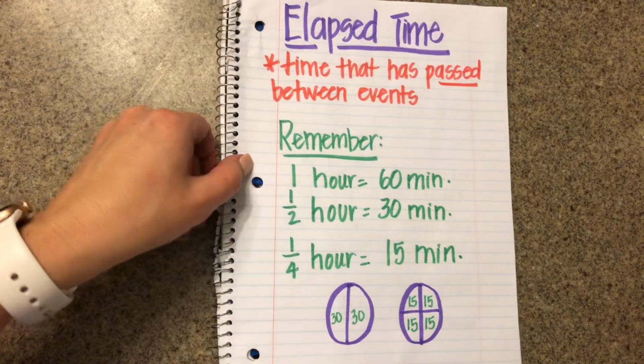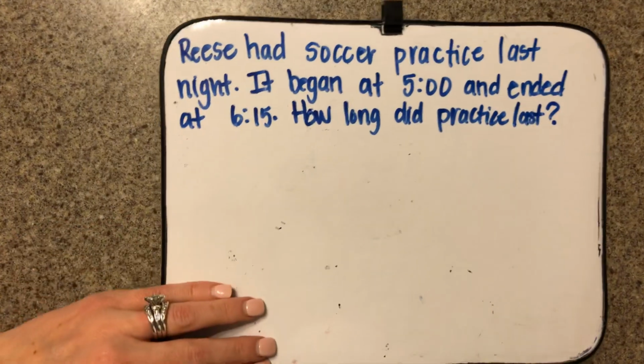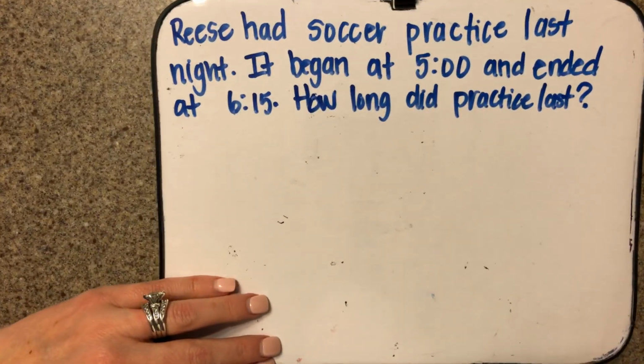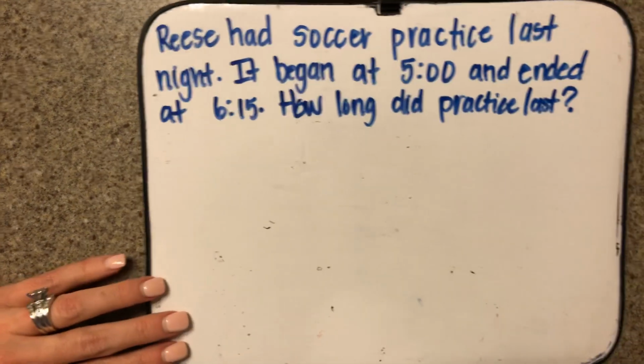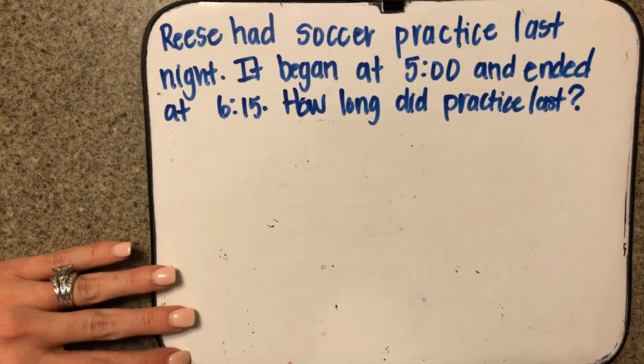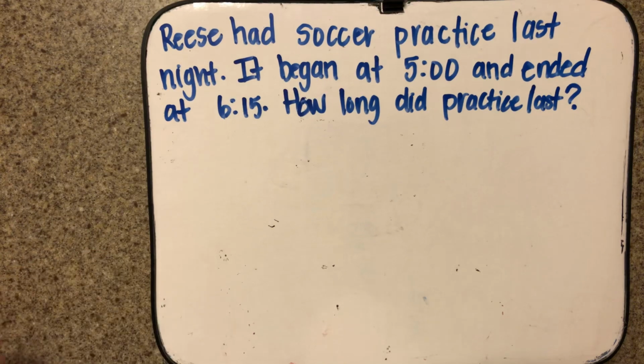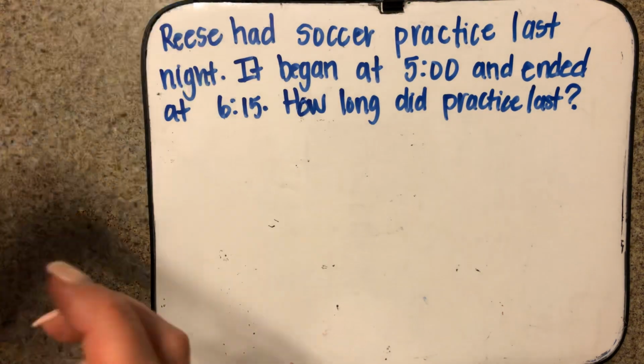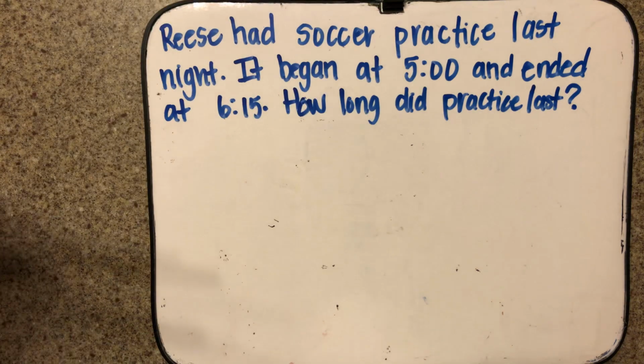Okay, so here's how we're going to solve for elapsed time. I have this example problem here. I'm going to walk you through the steps of how we determine elapsed time, and I tried to think of one that was a little bit more simple as our first one. It says Reese had soccer practice last night. It began at 5 o'clock and it ended at 6:15. How long did practice last?